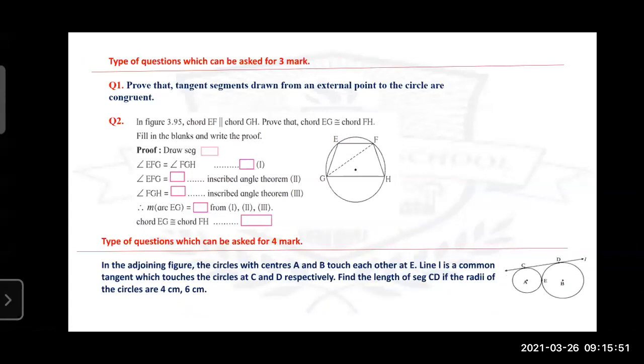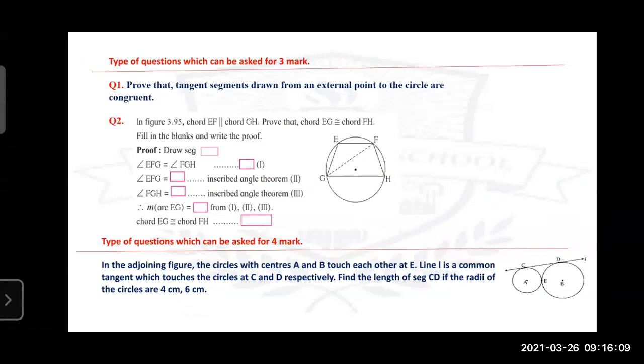2 circles are given having centers A and B respectively. They touch each other at point E. And line L is a common tangent which touches the circles at C and D respectively. Find the length of CD. CD ka length find out karna hai.